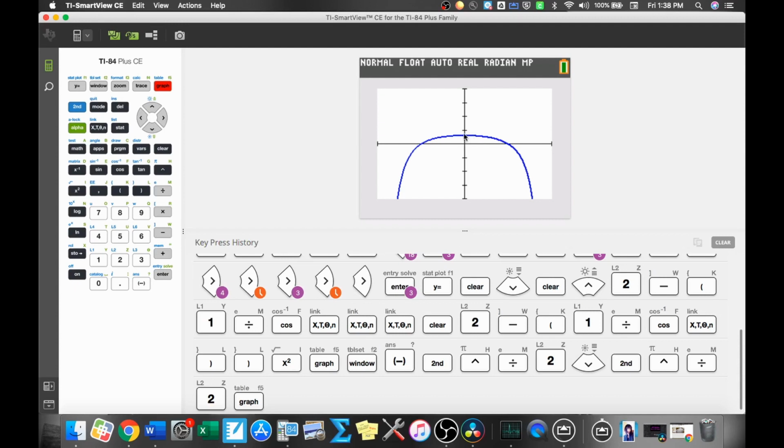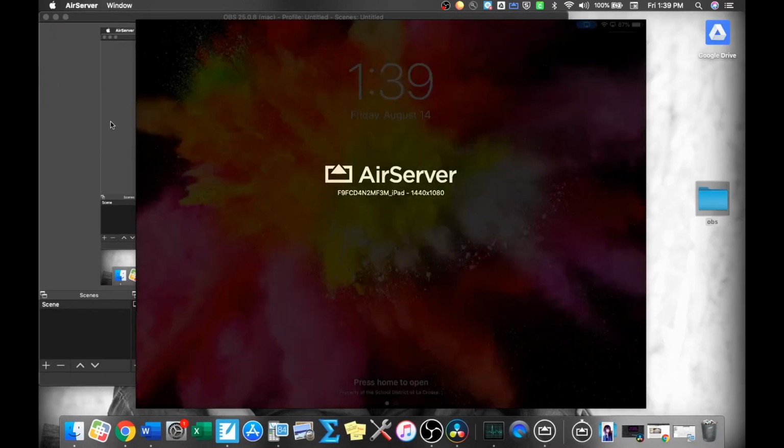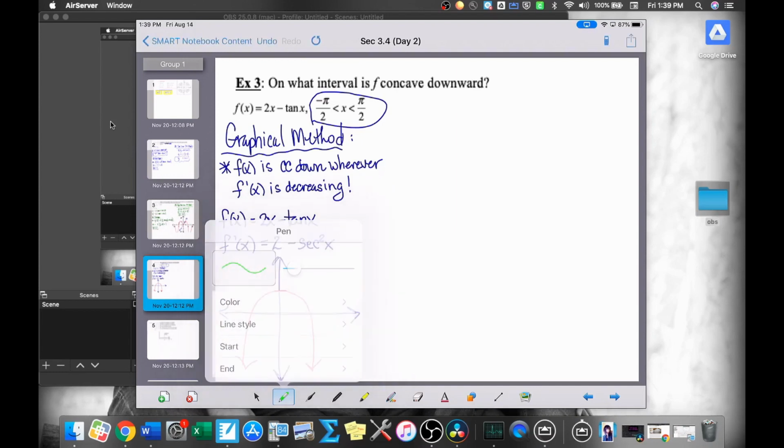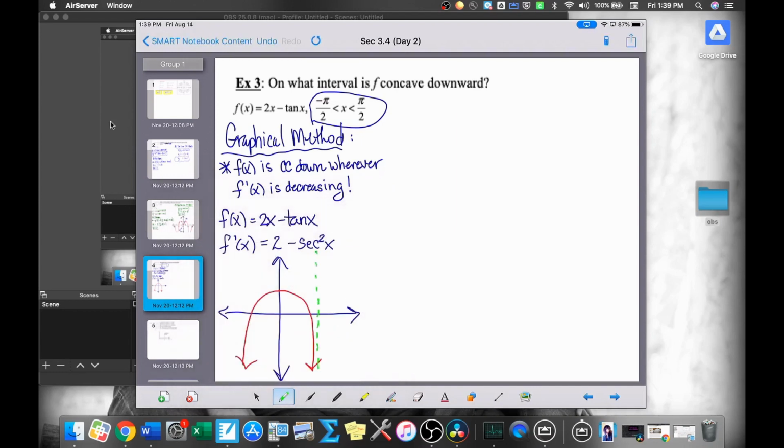It's going to be on the interval from 0 to positive pi over 2. So I'm going to go back to my notes. I'm going to sketch a little picture of what my function looked like. Kind of just looked like a parabola, like this. But keep in mind that secant has asymptotes. So we have an asymptote here, and we have an asymptote here. And this is pi over 2, and this is negative pi over 2. And so our function is decreasing along here.